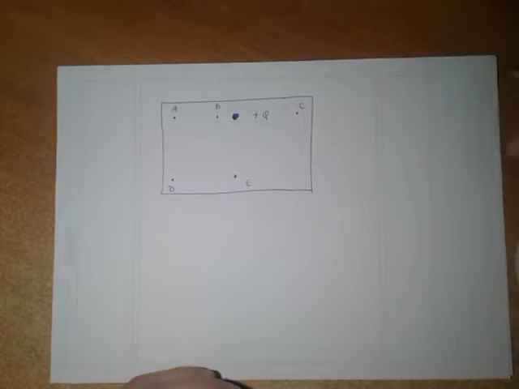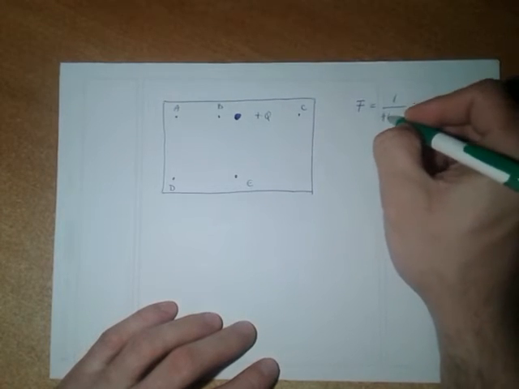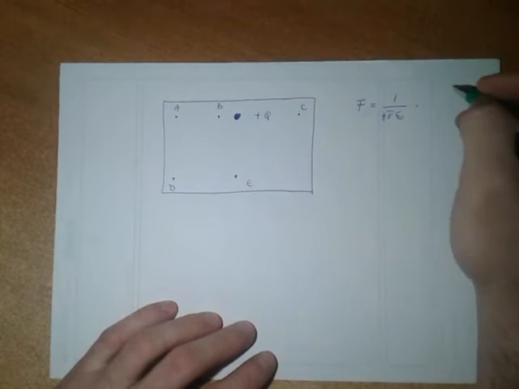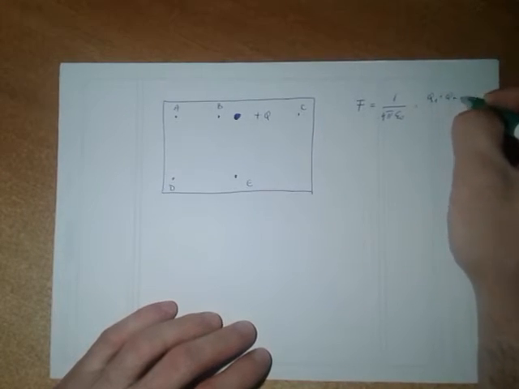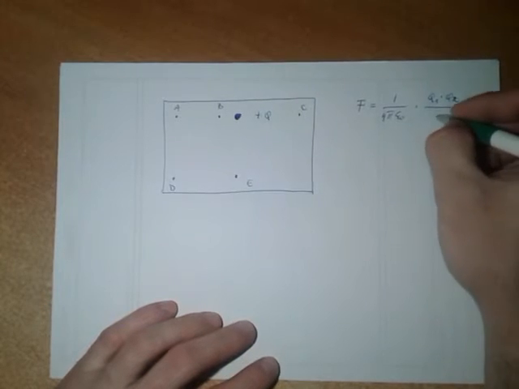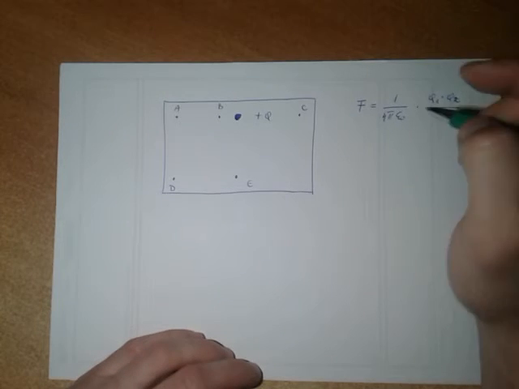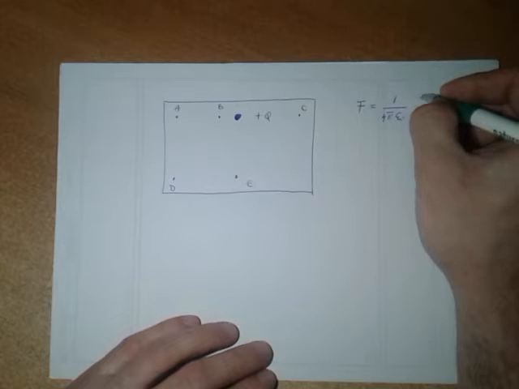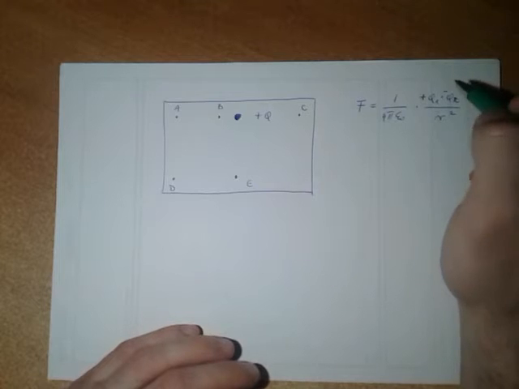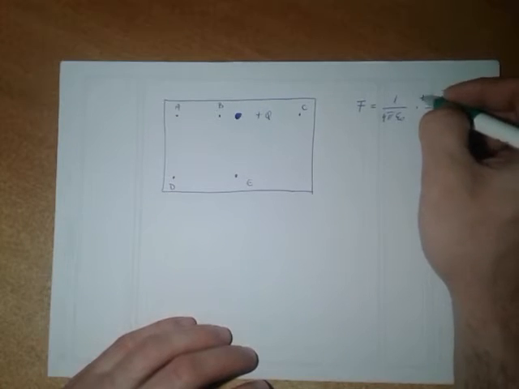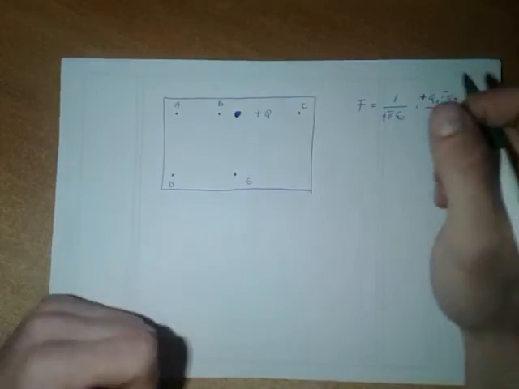So we know the equation for the force between two charges is 1 over 4 pi epsilon naught times q1 times q2 over r squared. Now, in our case, we have a positive charge and a negative charge, an electron. So in the case of a positive and a negative charge, the force is going to be an attractive force.